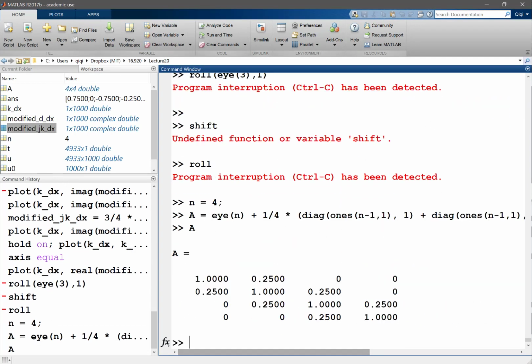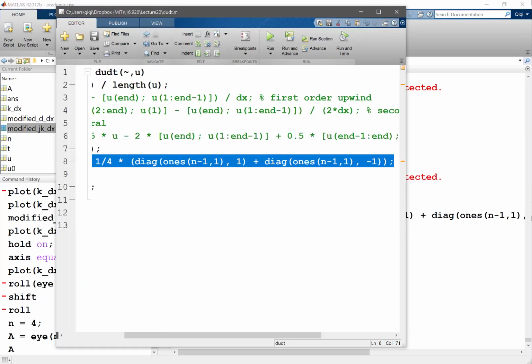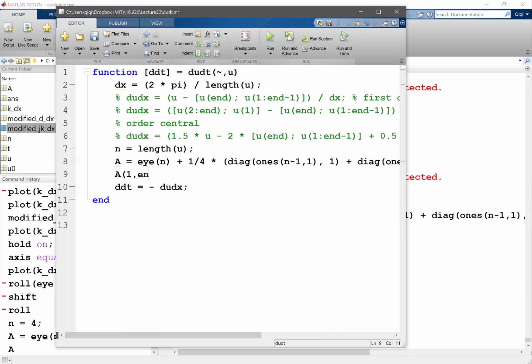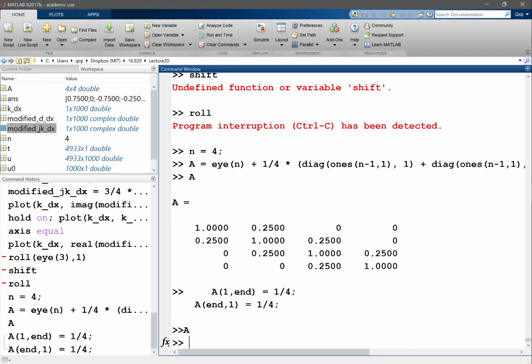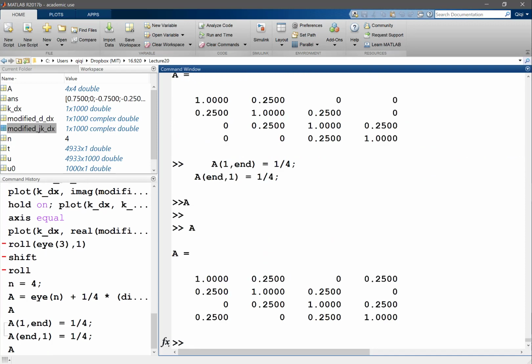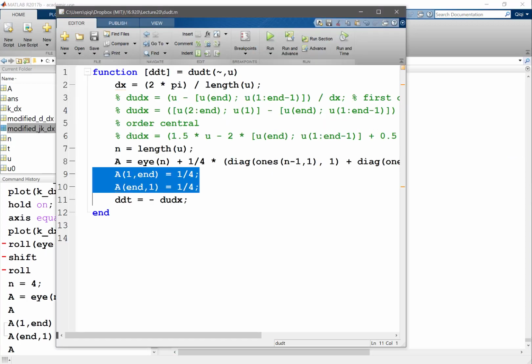My A would be the right thing, except that because I have a periodic domain, I need to fill this and this with a quarter, right? So I need to fill A 1 n equal to 1/4 and A n 1 equal to 1/4. If I try it over here, yeah, right, so I have the right matrix. Okay, so that's my left hand side.